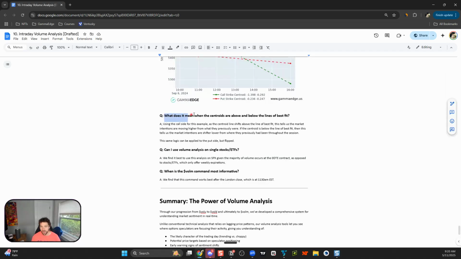Second, what does it mean when centroids are above or below the lines of best fit? Using the call side as an example, if the centroids shift above the line of best fit, this tells us that the market intentions are moving higher away from where they have previously been. And if they're below the line of best fit, this tells us that the market intentions are shifting lower from where they've previously been.